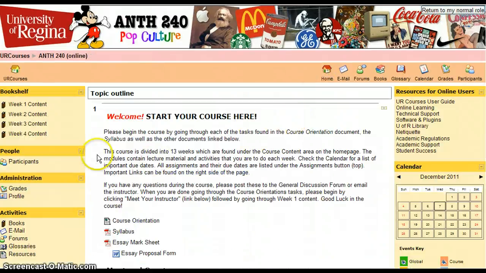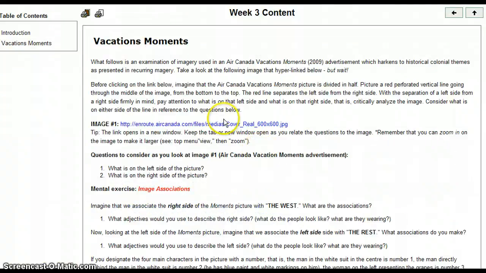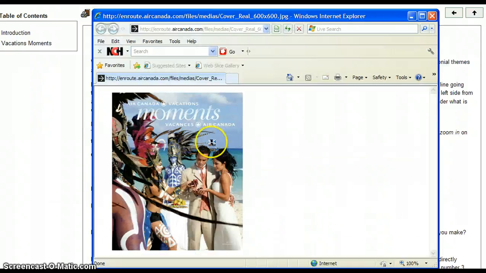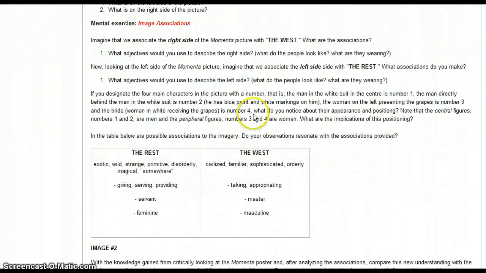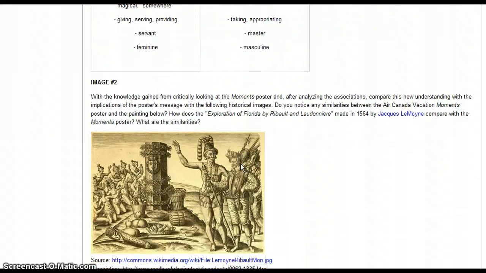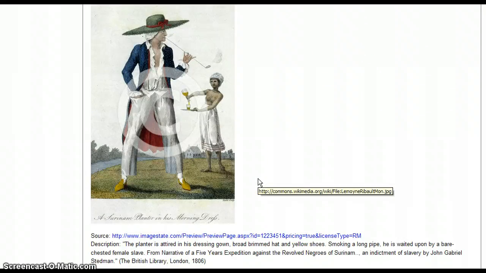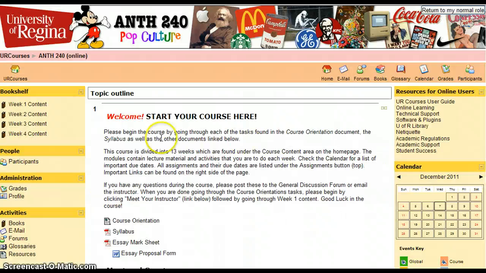For example, the same thing in week 3, I did one for vacation moments. It's the same idea. Instead of embedding the Air Canada Moments picture, we link to where it is on the web. They go to it, they look at it, and they talk about it, and you provide information about the other images that we can embed. We give the source. So I found some pictures. We basically take the PowerPoint and put it more in this format.